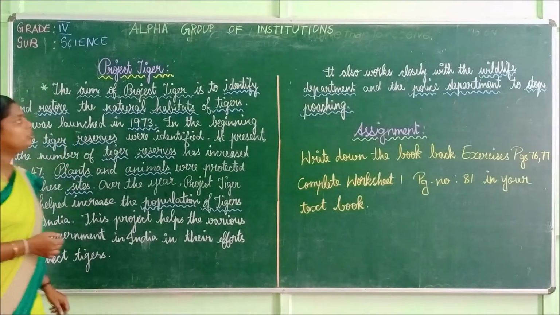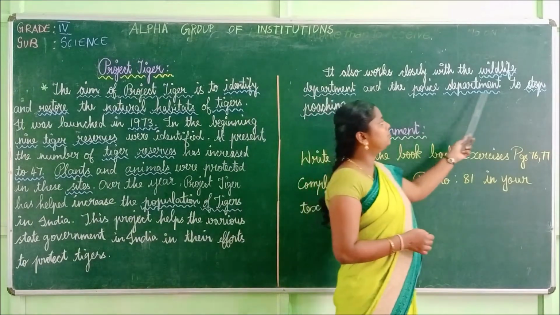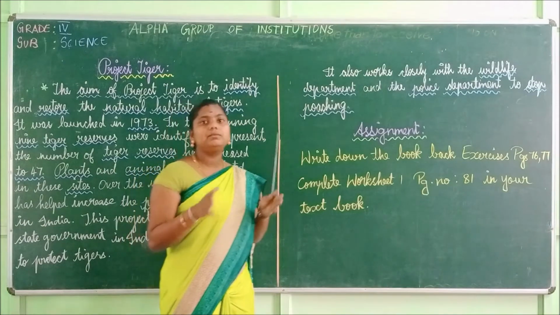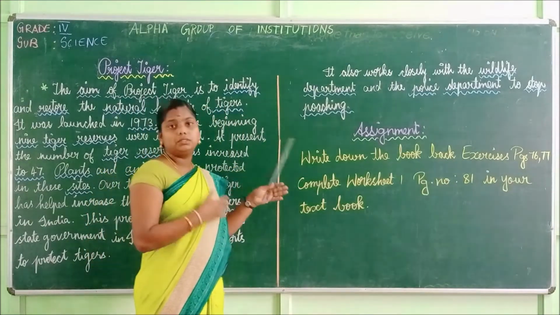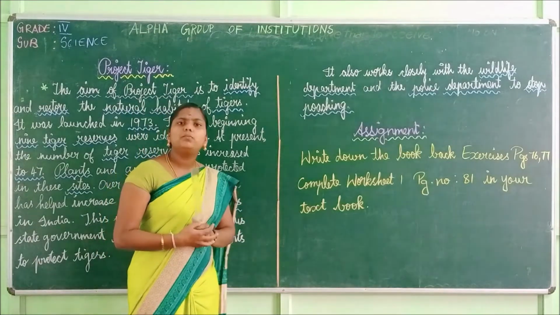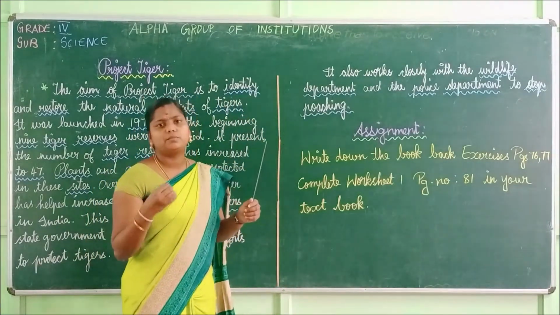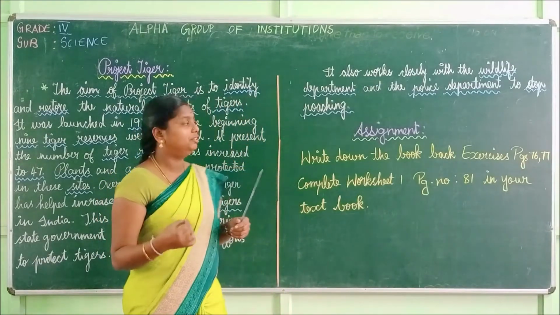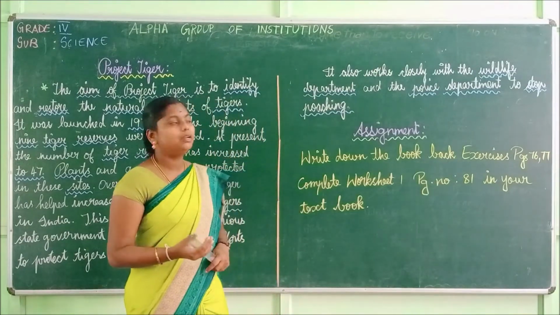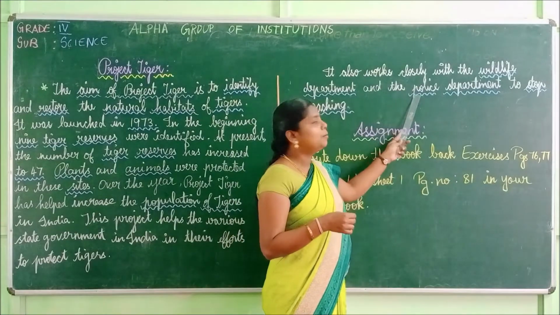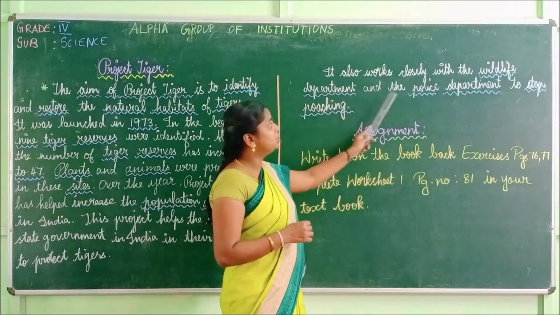Is it clear, children? The next one, it also works closely with the wildlife department and the police department to stop poaching. So tiger is an animal. Animal means which department it will be? It will be in the wildlife department. Why the police department? Poaching means killing animals for their own purpose and profit. When these animals are killed for profit, it will be informed to the police department, and when they are informed early, they will rescue the animals. So it is very much close to the police department to stop poaching.